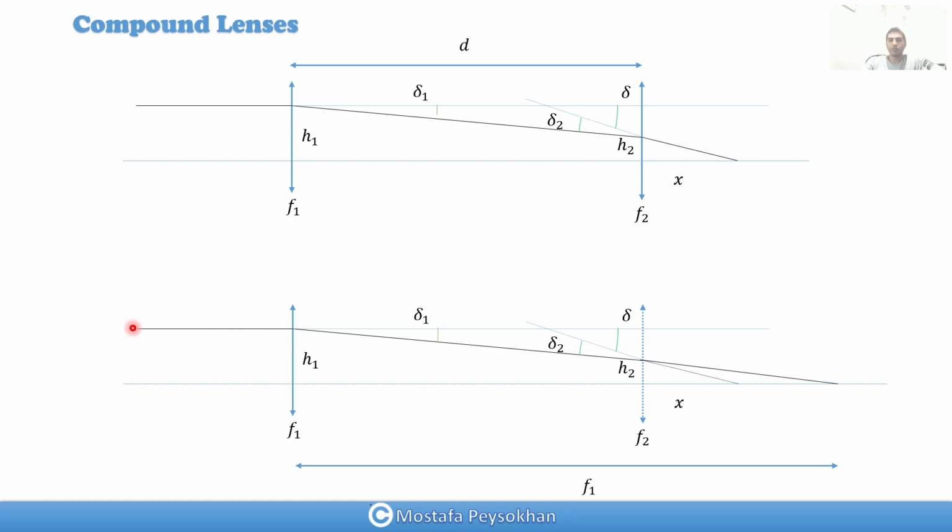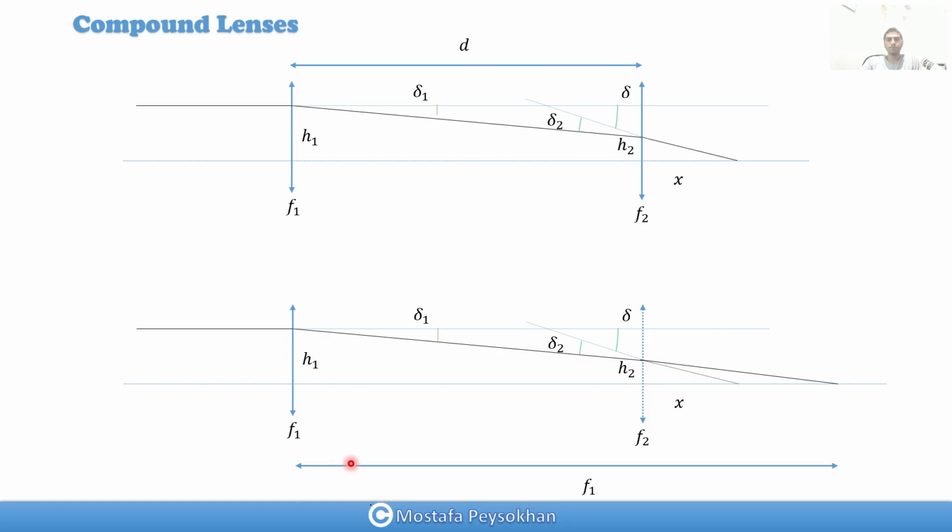You start from an object at infinity, or it can be any object at any place. The image of the object at infinity from the first lens is going to act like another object for the second lens. And then that object makes an image. Then, if you have a third lens, you can use this process to find the last image, which is the image of the whole system.